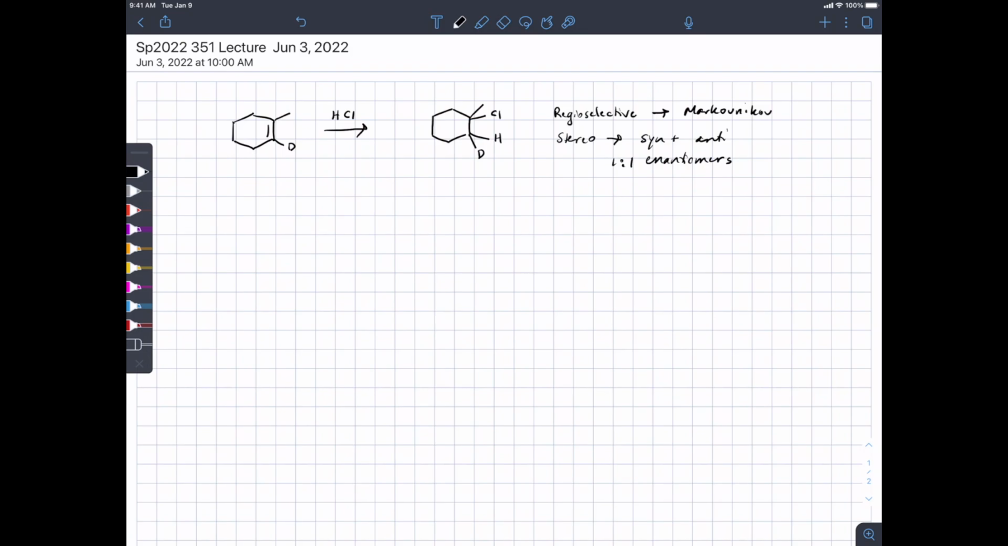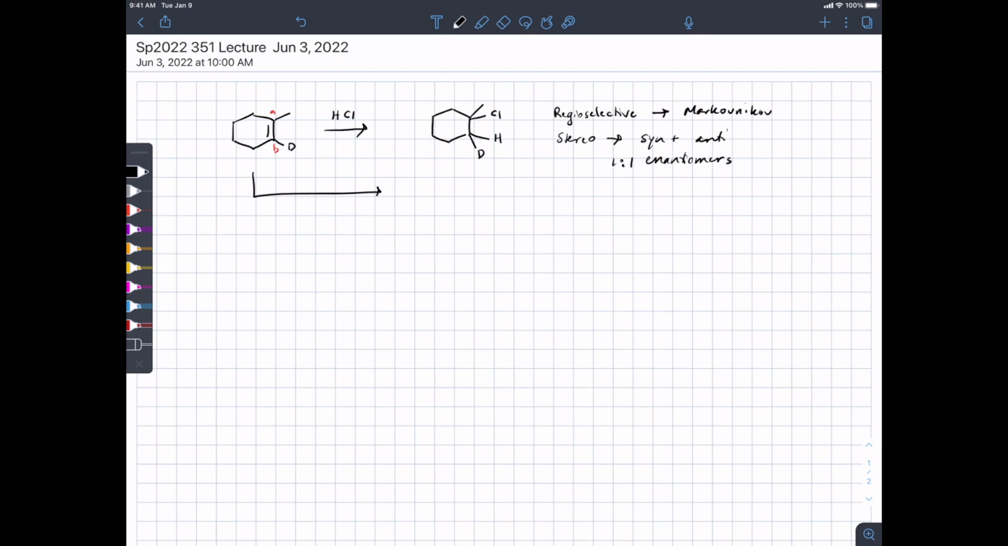The reason for this is that you have a carbocation intermediate, right? The pi electrons attack the hydrogen. One of the 2 carbons, A and B, gets the hydrogen. The less substituted one gets the hydrogen, so that the more substituted one can have the positive charge. And then the nucleophile can attack from above or below.